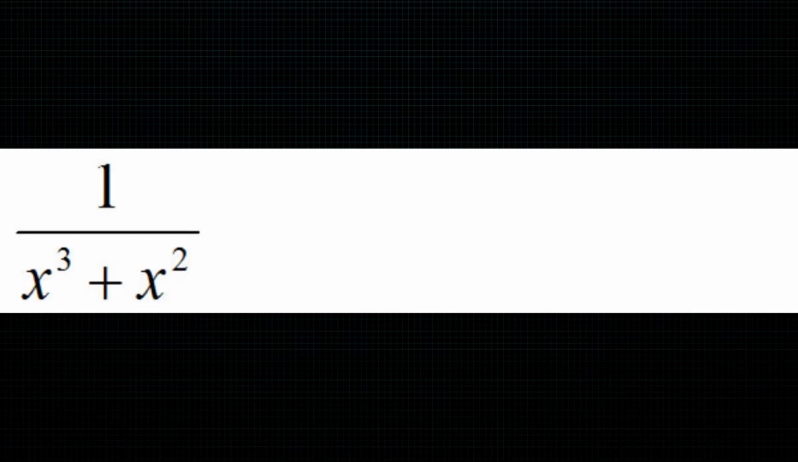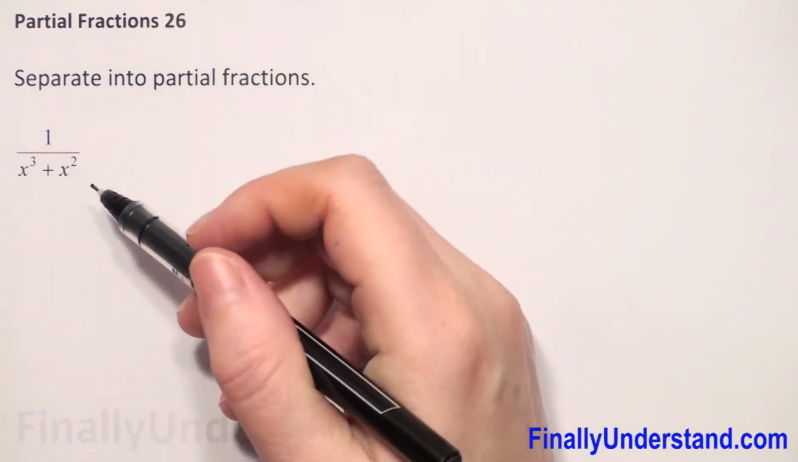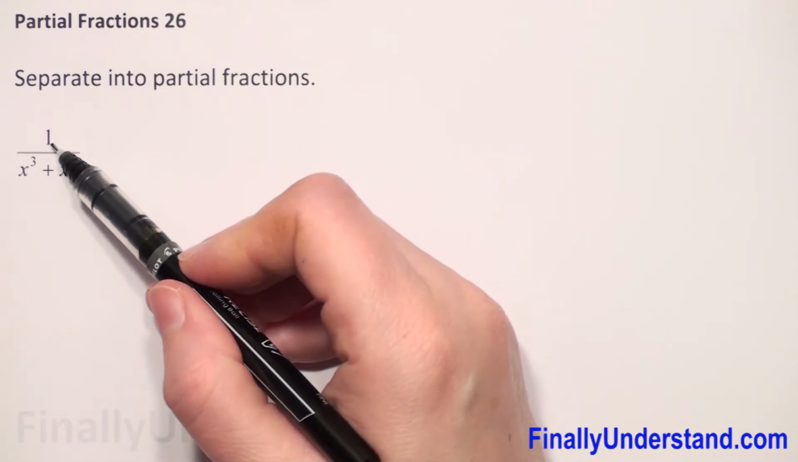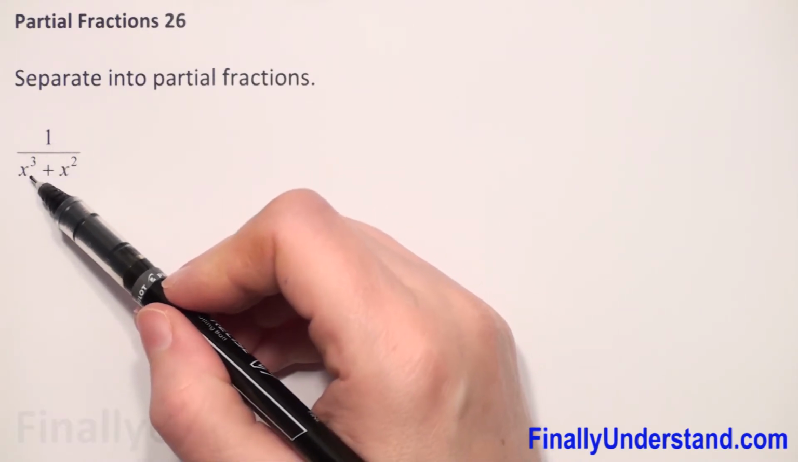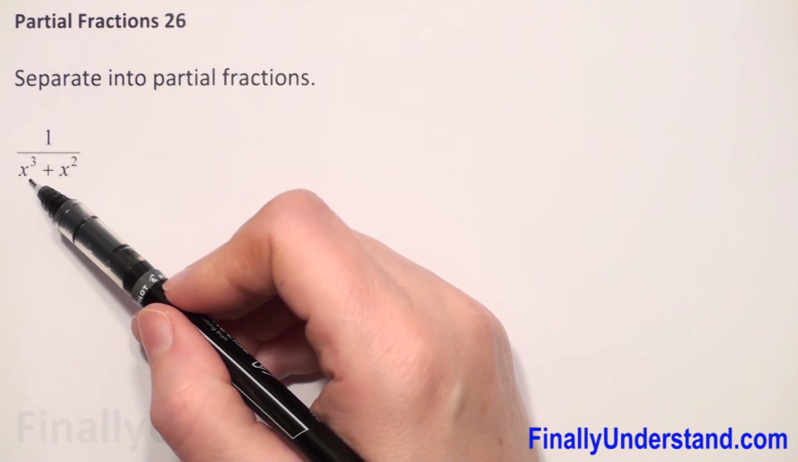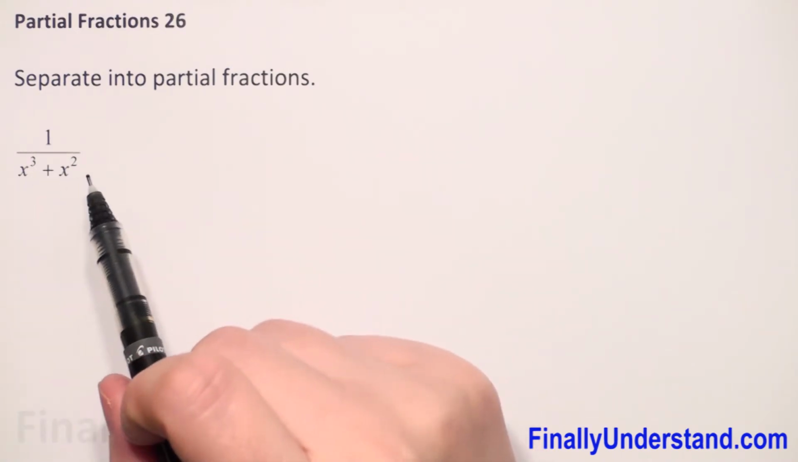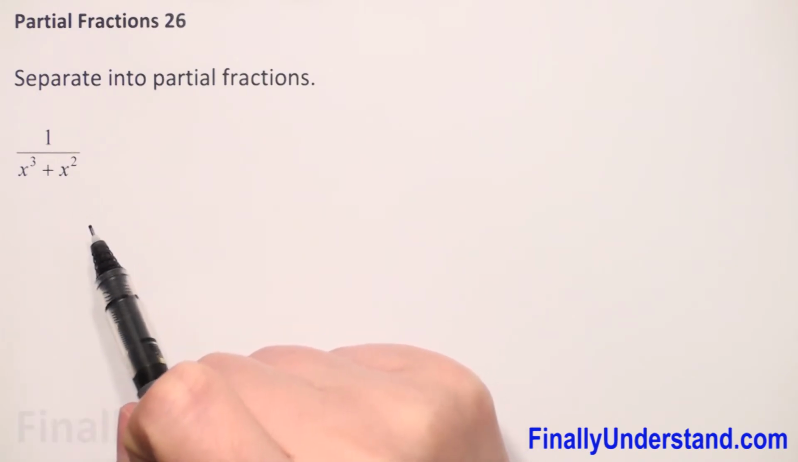We have to separate into partial fractions. So first we need to check the power of numerator and denominator. In the numerator we have only 1, so the power of x is 0, and in the denominator we have x to third power, so the power of the numerator is less than the denominator, so everything is okay.